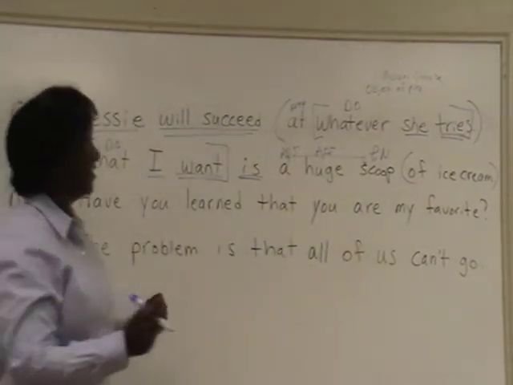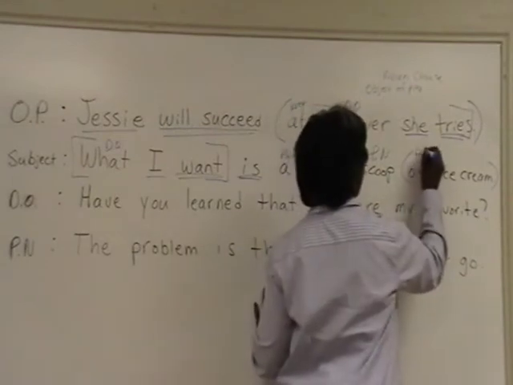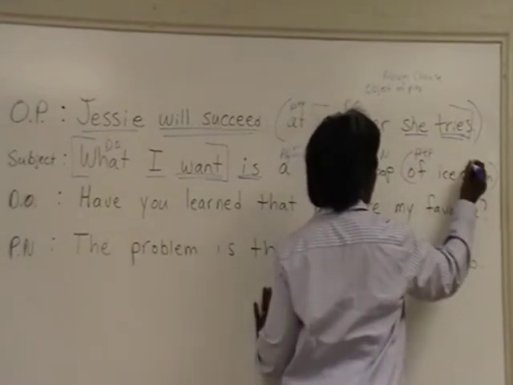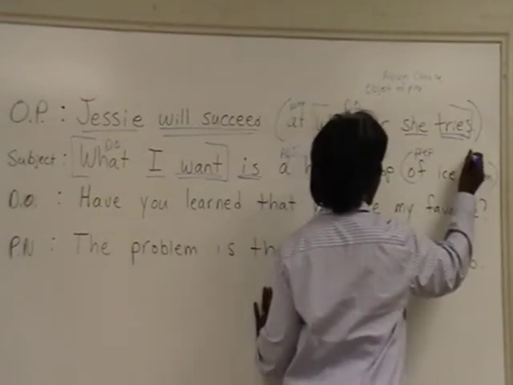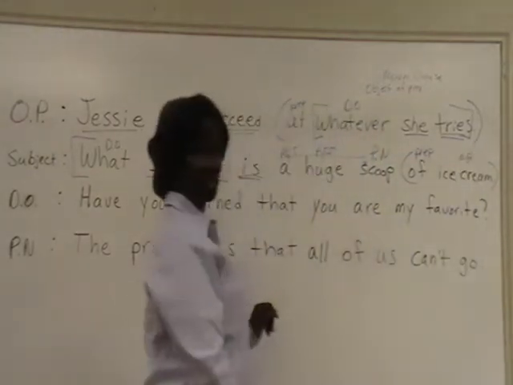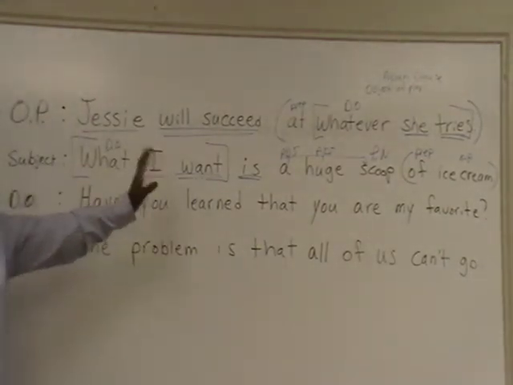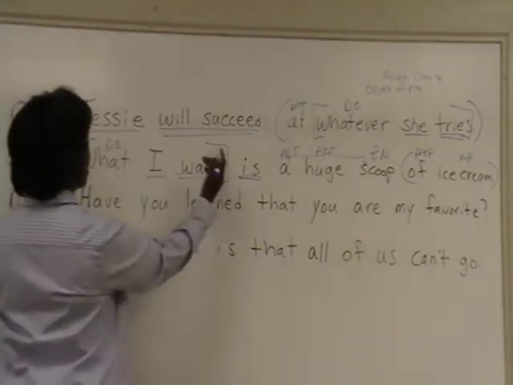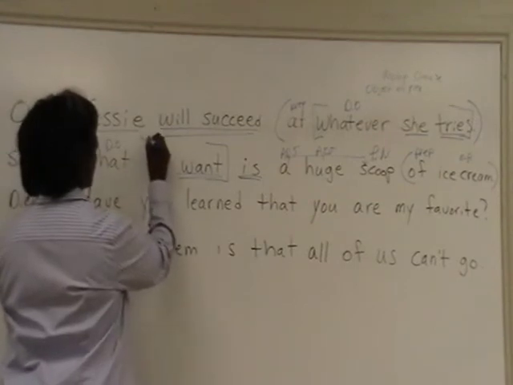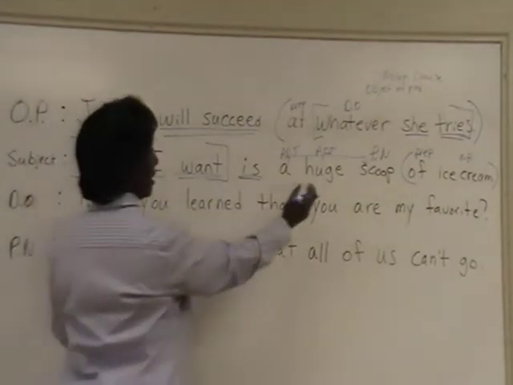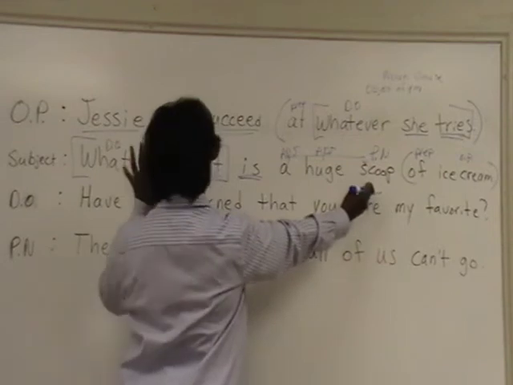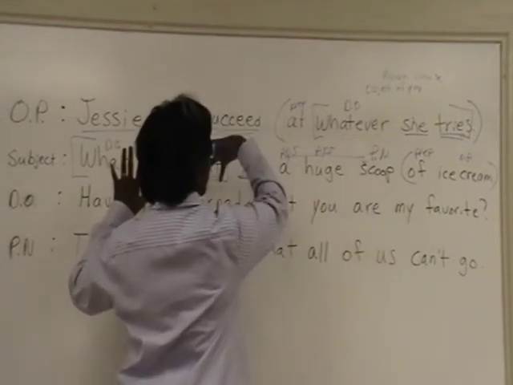You okay? All right. This is my preposition. And ice cream is going to be one of those compound nouns. So that's your object of preposition. So what I want in this sentence is my entire subject. This noun clause is functioning as the subject. Scoop is my predicate nominative because it's telling what I want. It's renaming what I want.